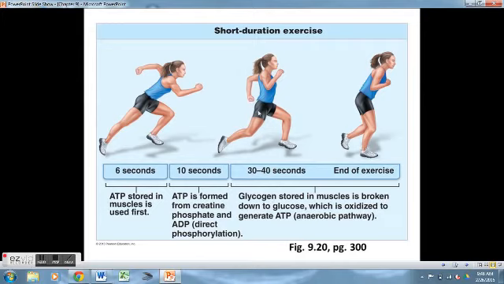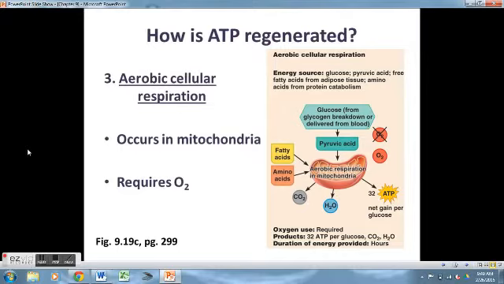Now, this is going to get us a little bit more time. So now we have gained about 30 to 40 seconds of energy from our anaerobic pathway. So it's definitely better than the creatine phosphate. And that was definitely more ATP than what was stored. But we still, honestly, can't complete like a minute's worth of exercise at this point. So if we're doing anything for longer than about 30 to 40 seconds, we're going to need a much more efficient means of generating ATP.